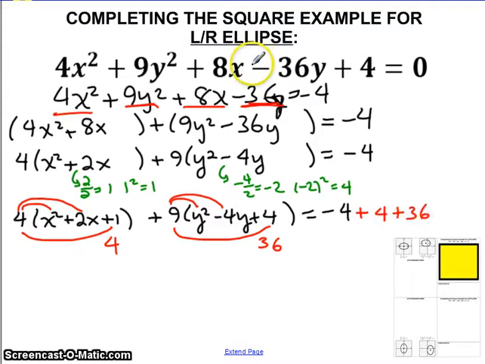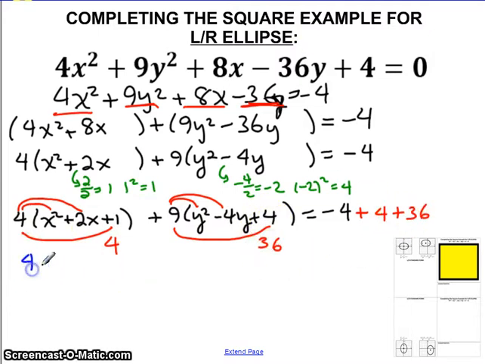So two things when you're doing completing the square, when you have numbers in front of x squared and y squared. First thing you have to do is be sure that you factor out that number before you set up the square to be completed. And then once you do complete the square, you have to account for that factored number with the number that you put in there, okay, to add that to this side.